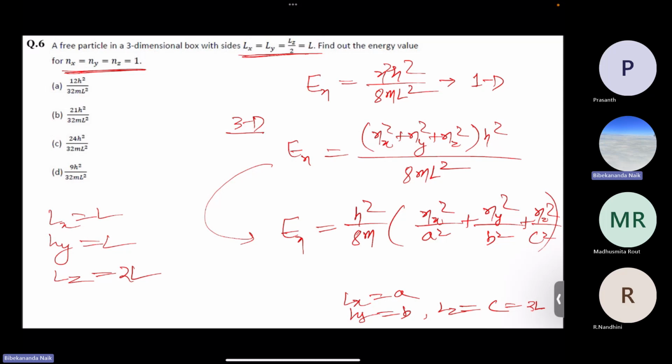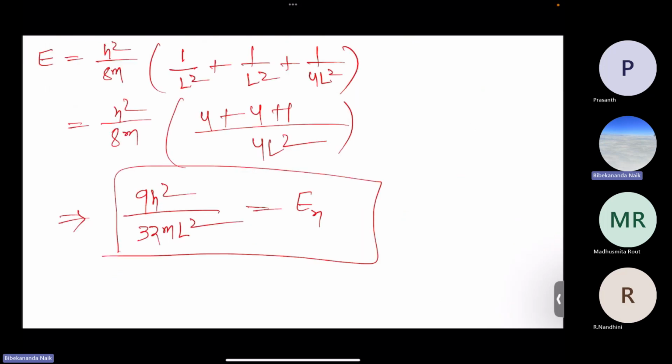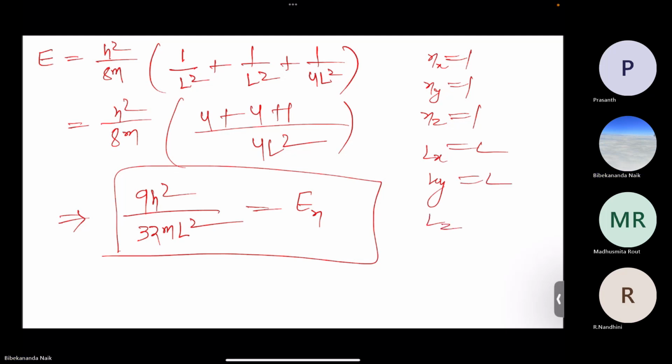So we will use the third formula, which is written here. After using this formula, what will we get? Nx is 1, Ny is 1, Nz is 1, Lx is L, Ly is L, but Lz is 2L. So L square, but in case of Lz, we have put 2L, which is 4L square.